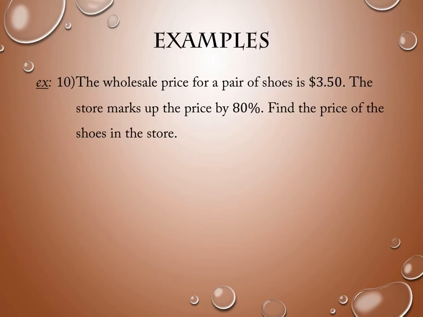So here's the thing. It's not talking about sales. It's not talking about values of houses, but it's still percents and proportions, so it still works the same way. We can still set up our proportion. What's going to go where?